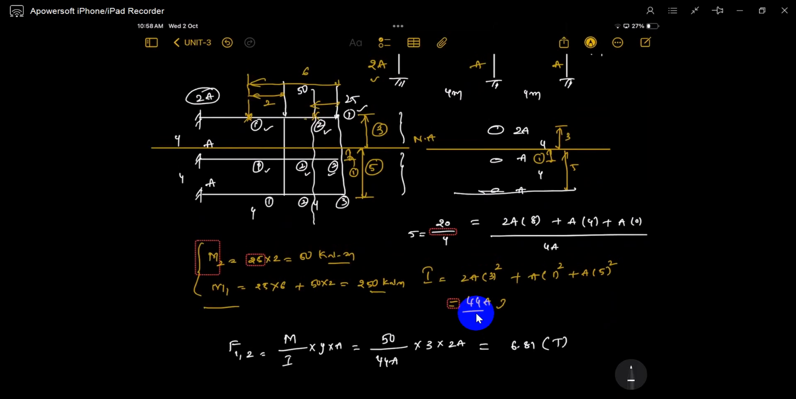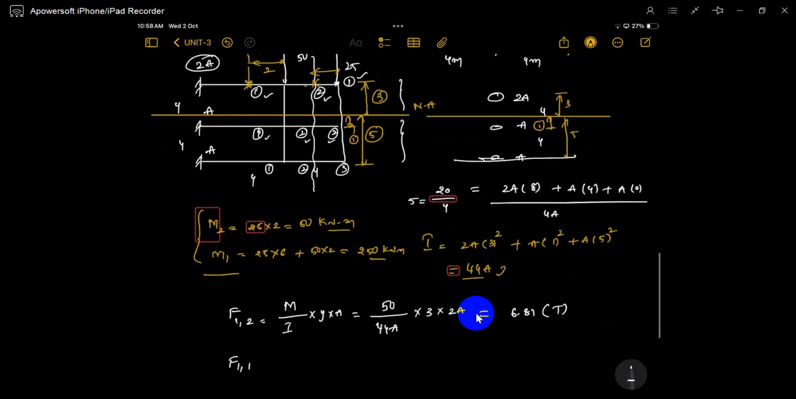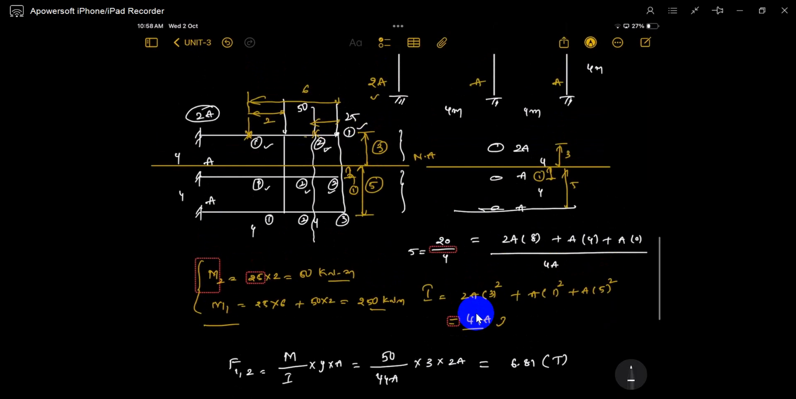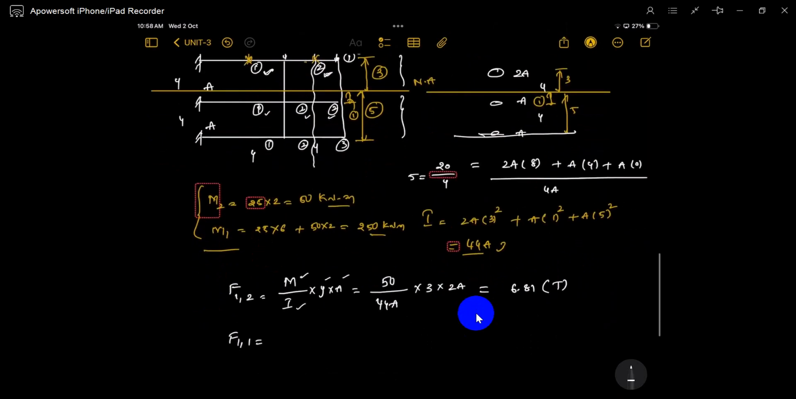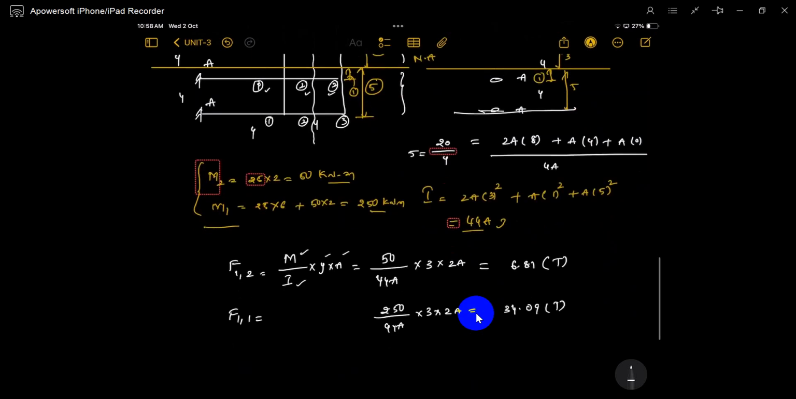Now comes the first column, first floor. What is the change? I doesn't change, y doesn't change, area doesn't change. Only M changes. Moment is changing. So what is that moment? 250. Distance, area, exactly 5 times. 34.09 tension.